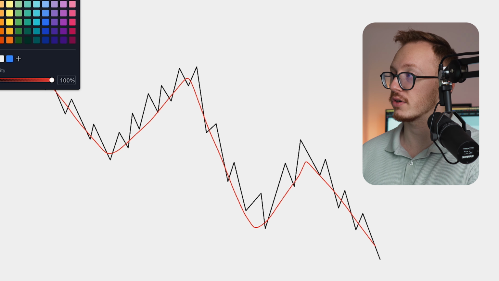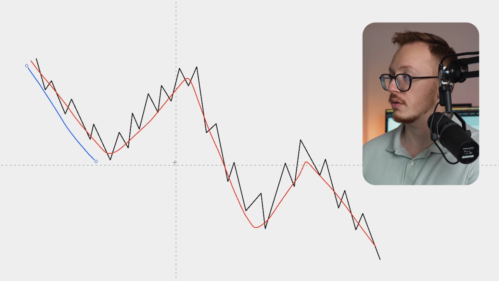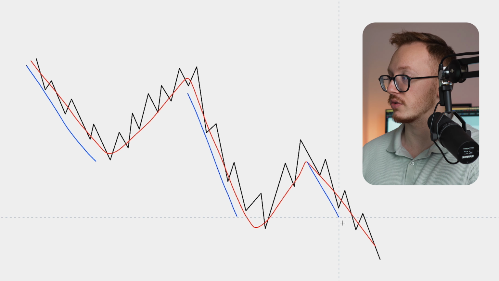And then we also have our internal trends. So we have a downtrend right here. We have a downtrend right here. We have a downtrend right here.